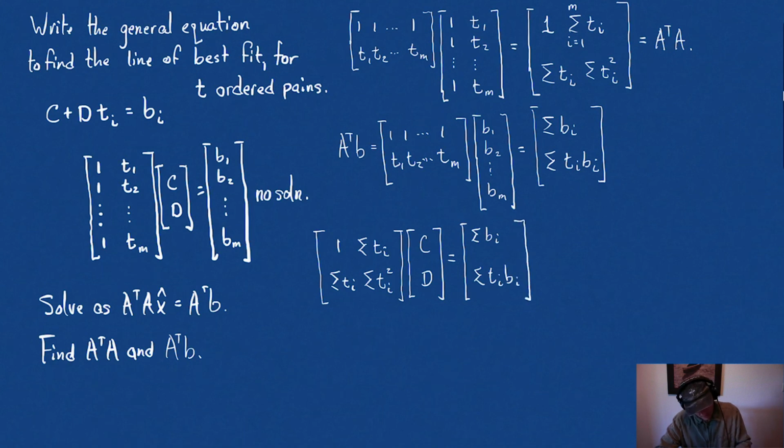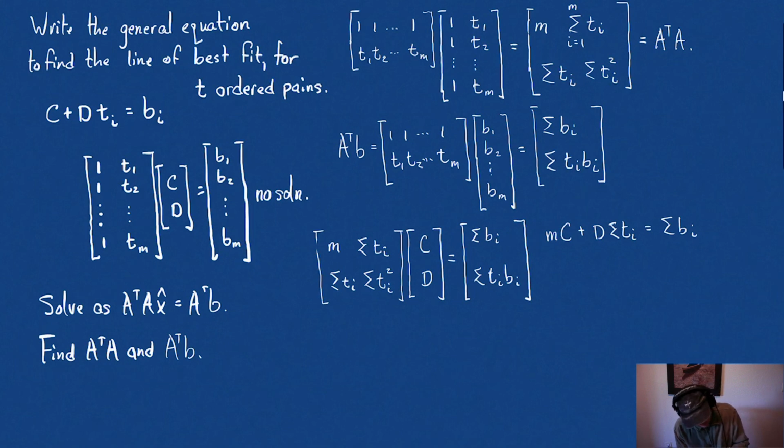Well, wait a minute. Let's just write this first equation. This first equation says that 1 time, oops, not 1, that's not a 1 over there. Hopefully you knew better. That was an m. Way up here, that should have been an m. Sorry about that. So now I have m times c plus d times the sum of the ti's. This has to equal the sum of the b sub i's.